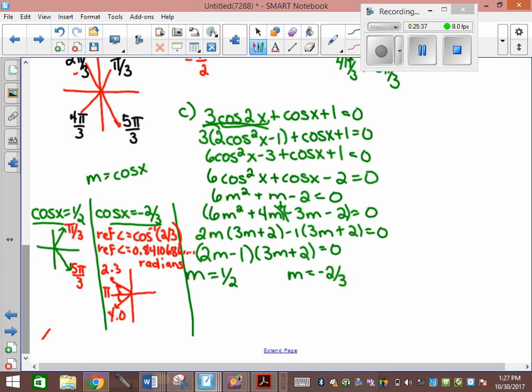Now, sometimes your radian measure isn't going to be in exact values. If it's not on the unit circle, you're going to have rounded decimals, and that's absolutely fine.